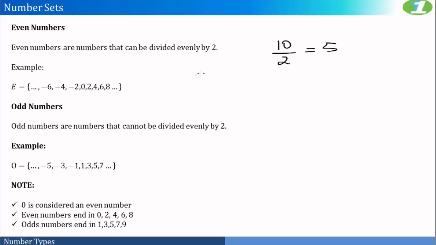Now, this actually is a very cool point. Negative values are actually even as well. All right, so -6 divided by 2 is actually -3, and I don't get a remainder, and so -6 must be even. And finally, 0 divided by 2 is actually 0, not leaving a remainder, and so this is actually an even number.